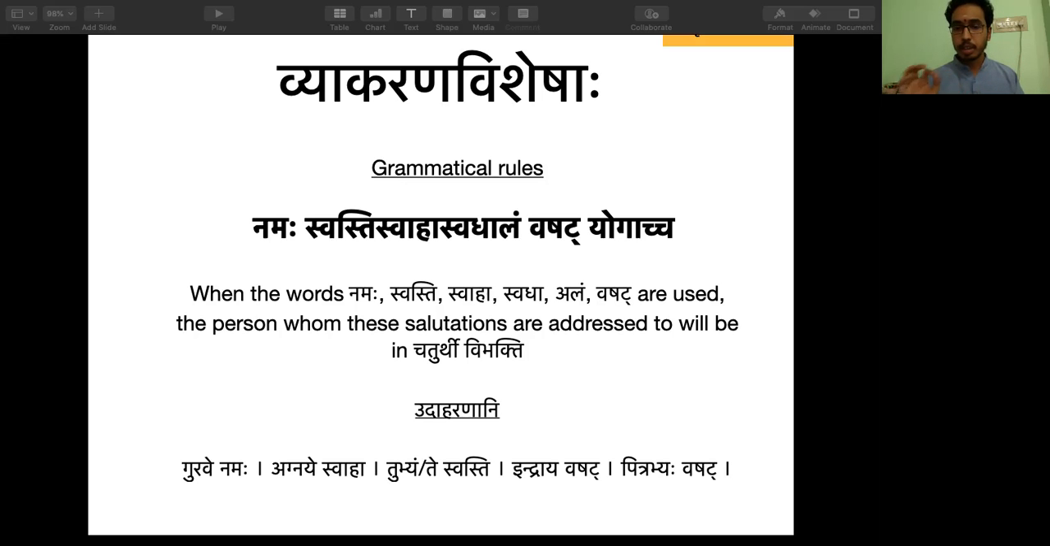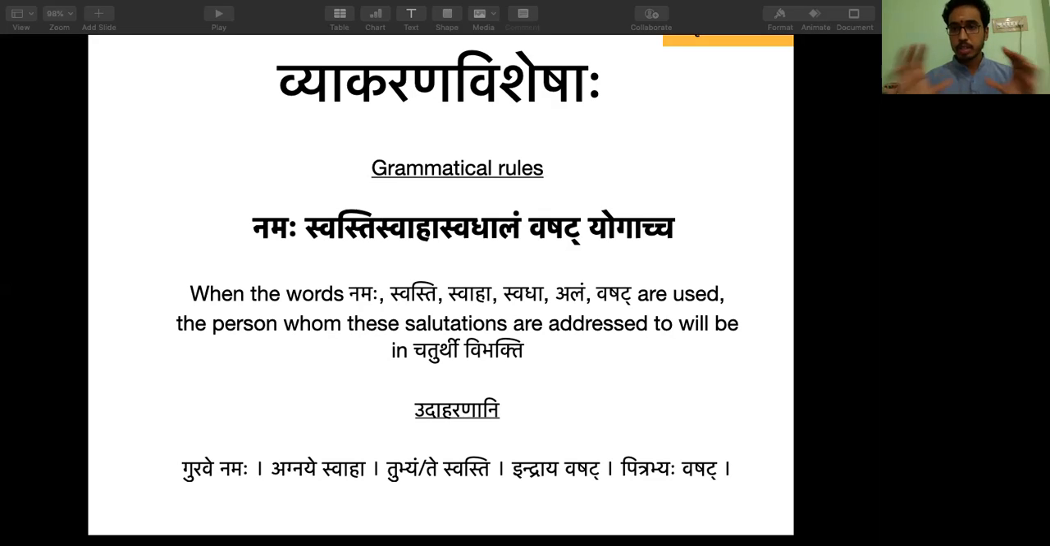If in the exam they ask you for the grammatical explanation of Agnaye Swaha, then the sutra is Namaha Swasti Swaha Swadha Alam Vashat Yoga Cha. According to this Panini Sutra, when the words Namaha, Swasti, Swaha, Swadha, Alam, Vashat are used, the person to whom these salutations are addressed will be in Chaturthi Vibhakti.